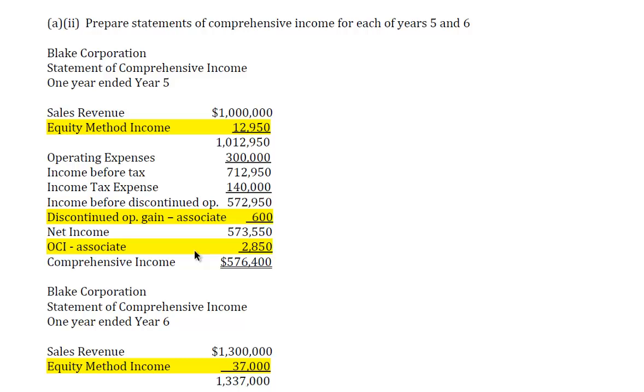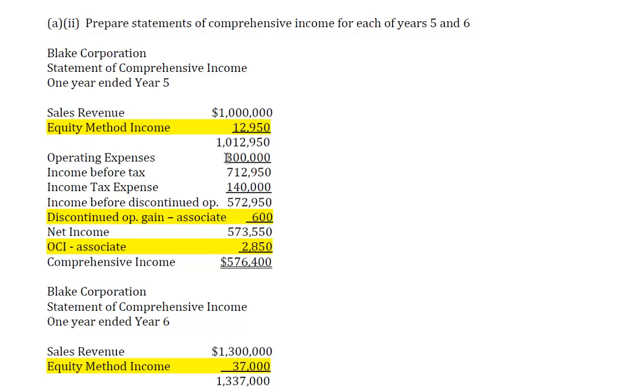as well as, in this case, the OCI that Sturgis had booked. So we continued to separate out equity method income from the regular operations that Blake picked up from Sturgis. We separate it from any discontinued operation that Sturgis had and any OCI that Sturgis had on Blake's statement of comprehensive income, and we only pick up their part. So these are all separate, so that's why they're highlighted.